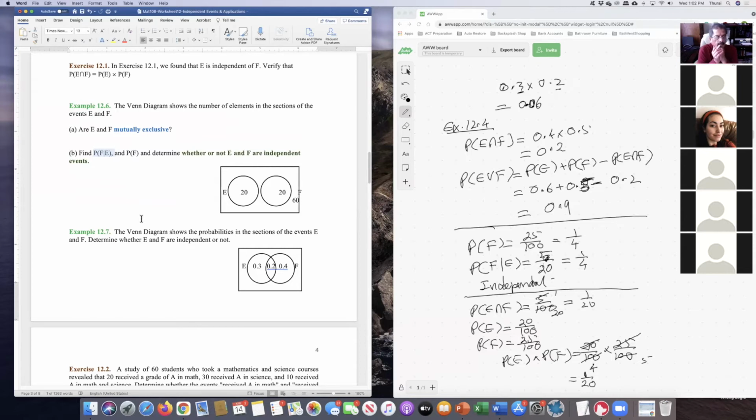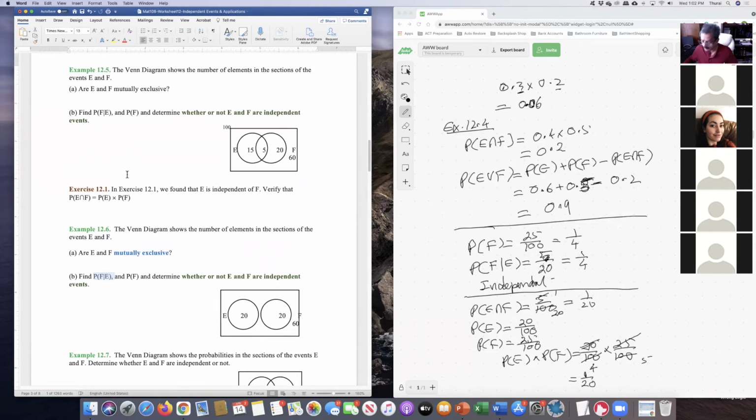I'm sorry, can you explain how you got 4 in the last example? Which 4? 4 over 20. Where are you? For exercise 12.1. 12.1, okay. Probability of E intersection F was 5 over 100. You understand that, right? Yes. Okay, there are 5 elements in the intersection.